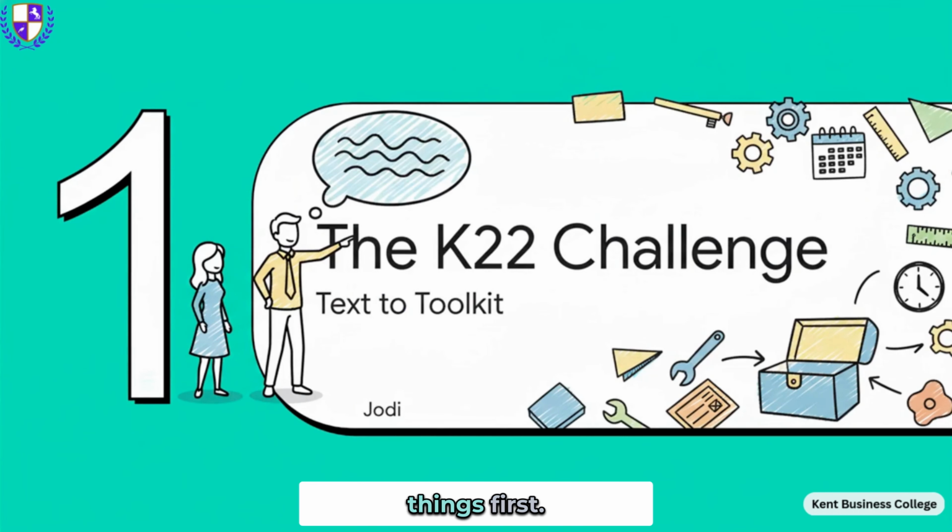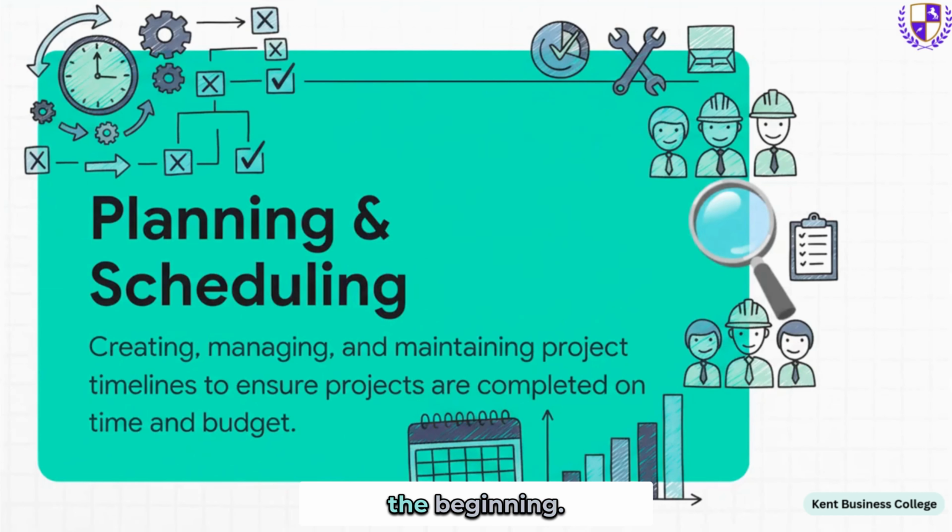Okay, first things first. To start her journey, Jody goes to her mentor, Adam. And his first job is to help her see K22 not as some boring textbook she has to memorize, but as a real practical toolkit she's going to use every single day. Adam starts right at the beginning. He explains that, look, behind all that official jargon, K22 is really just the rulebook for a project's timeline. It's all about how you create it, how you manage it, and how you keep it on track.